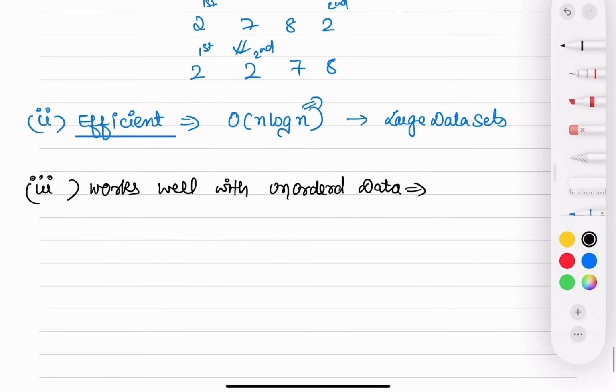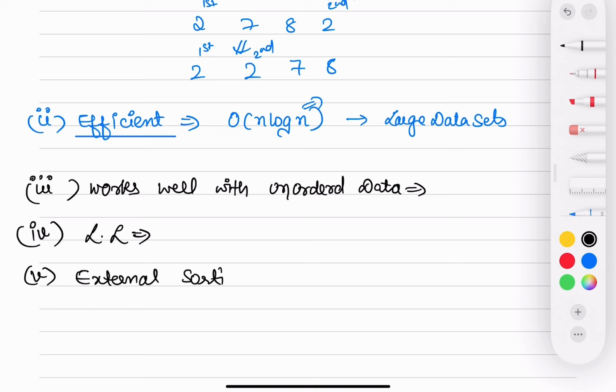Then it is also useful for linked lists, because it does not rely on random access to data. There are a lot of algorithms which do rely on it. And it can also do external sorting. That is very important. Why is external sorting important? Where you have a restriction of memory, it just takes that much of a chunk, sorts it, and uses it.